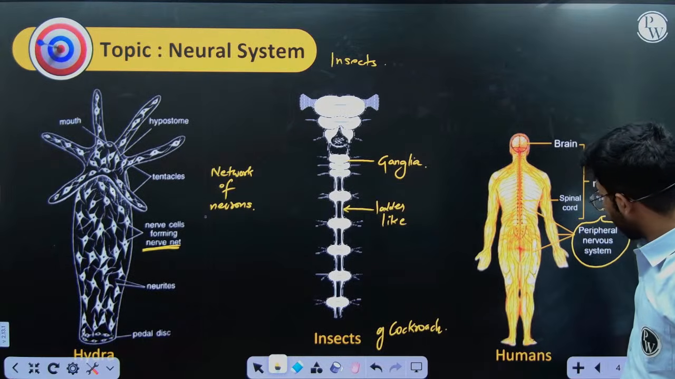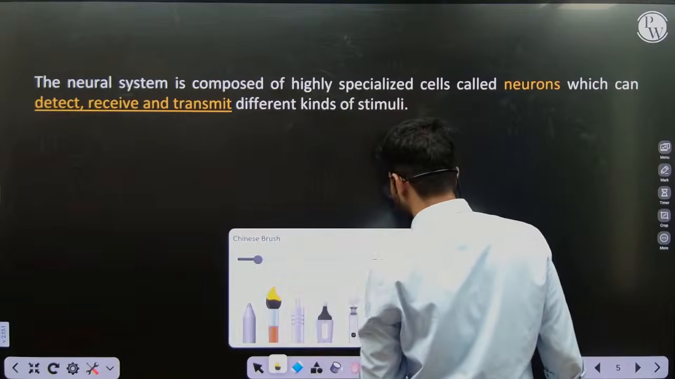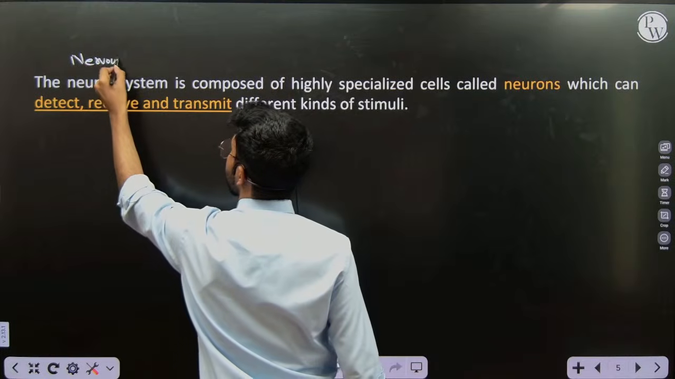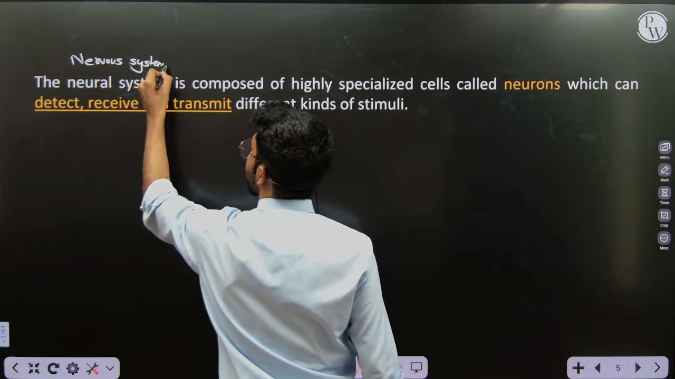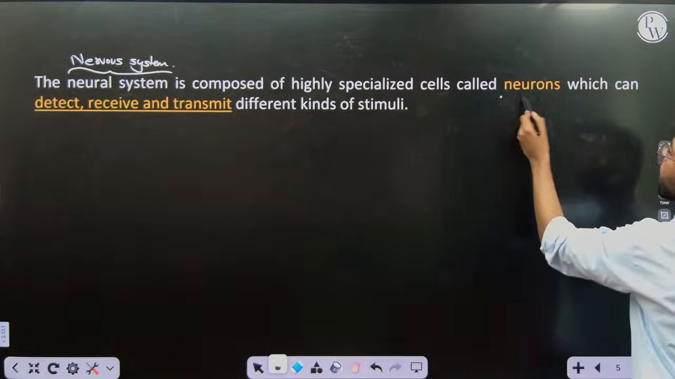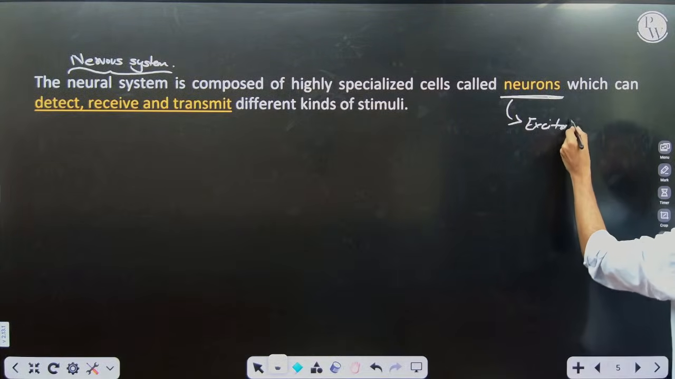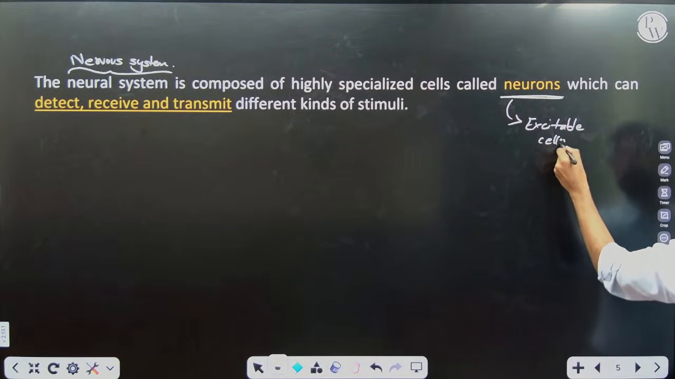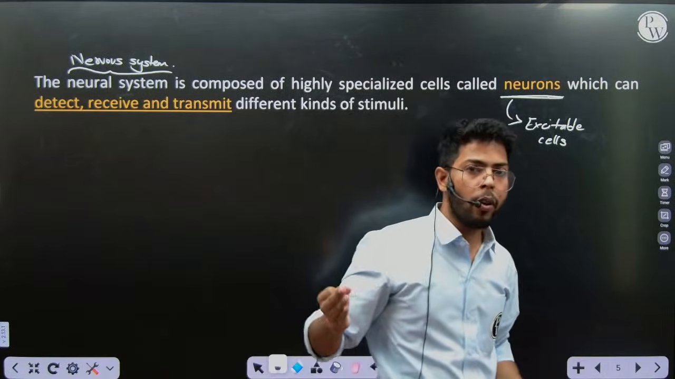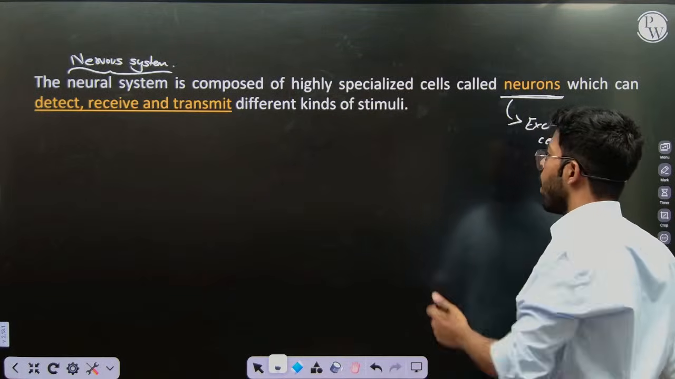Now we move to the next slide. The neural system, that is the nervous system of our body, is composed of highly specialized cells which we call neurons. Neurons are excitatory cells, and the function of a neuron is to detect, receive, and respond according to the stimulus and also transmit different kinds of stimuli. And what is a stimulus?